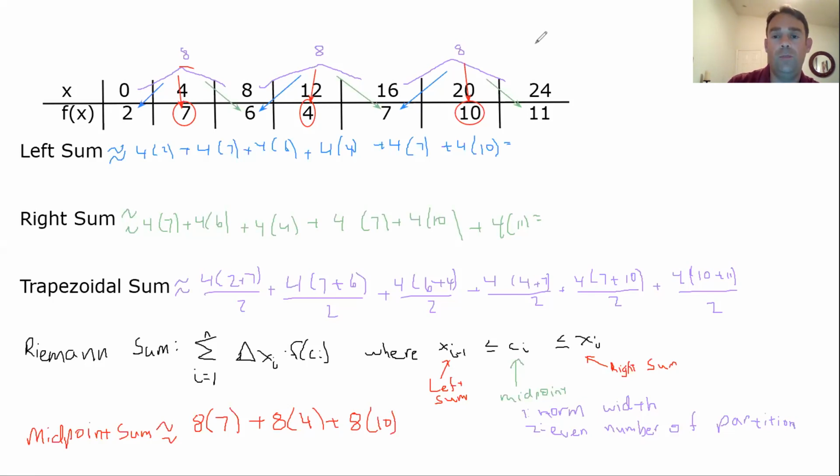All right, let's try one more, friends. Say I give you something like this. We're going to go from 1 to 9. And let's do negative x squared plus 10x. And we're going to say let there be 8 partitions.